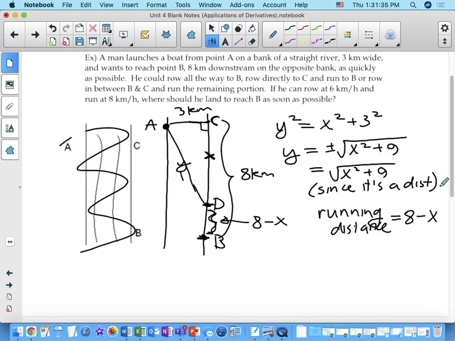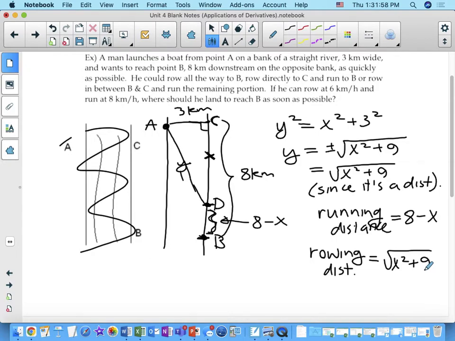Okay, so this is our running distance. Our rowing distance equals, what is it? The square root of x squared plus 9. Okay, so this is good. We've got a couple of expressions here that use the same variable. That's always a good thing.